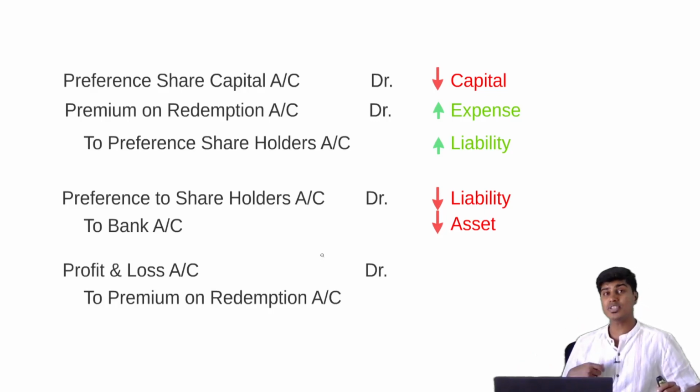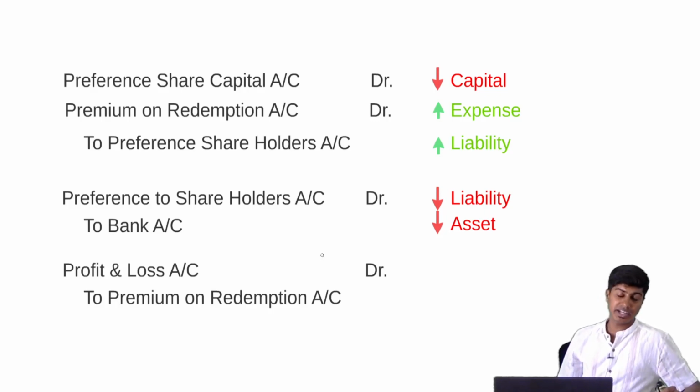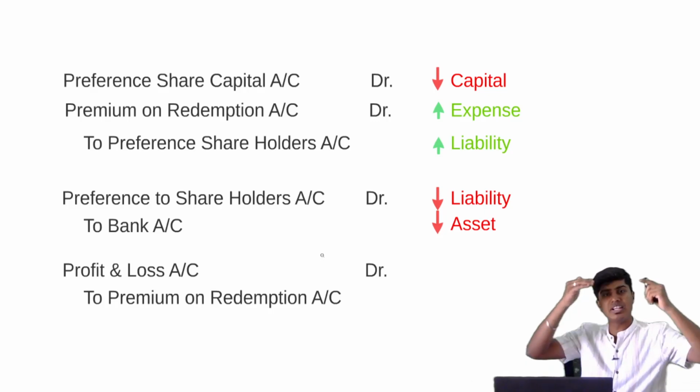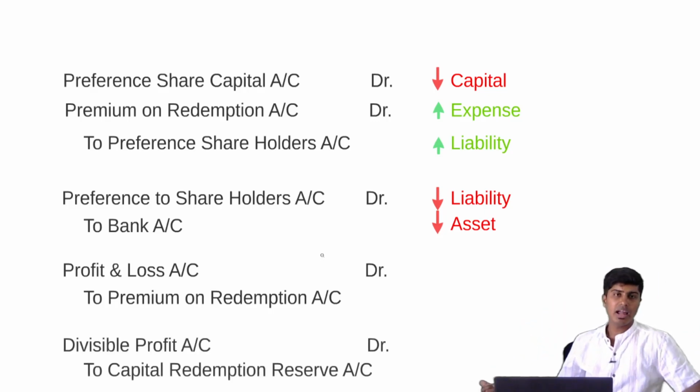And the last entry will be creation of CRR, capital redemption reserve. This will be created from free reserves or distributable profits like general reserve and P&L. General reserve and P&L will reduce, so we will debit them, and credit will be given to capital redemption reserve.